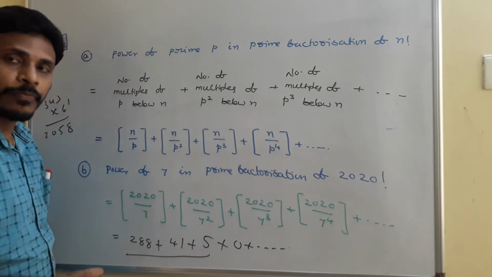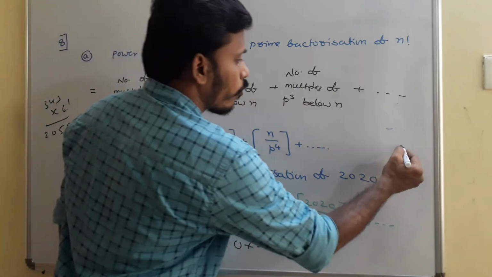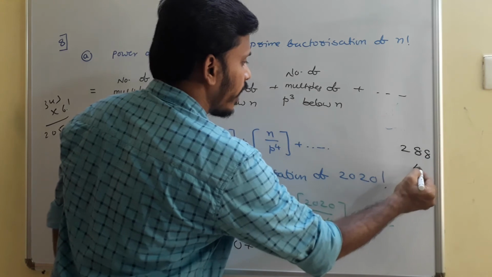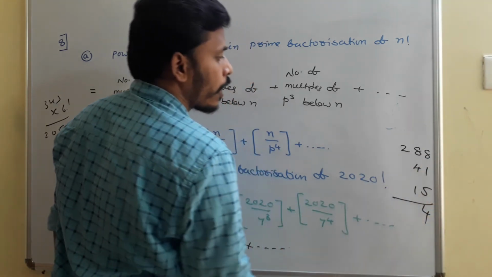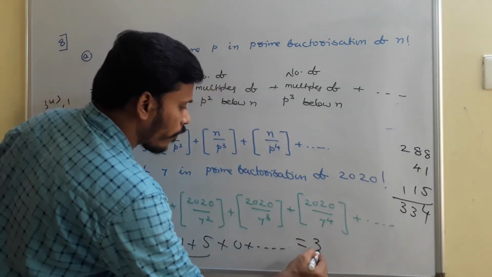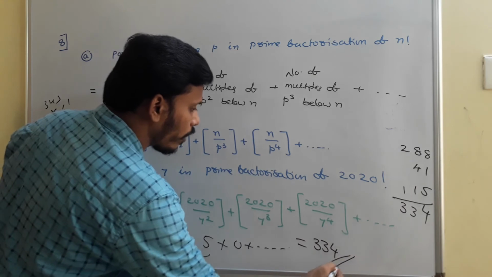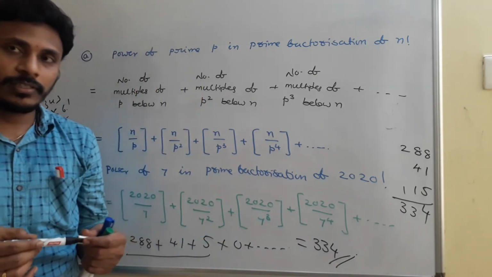If you add, what is your answer? 288 plus 41 plus 5. If you add, this is 14, then 13, and then 3. So the power of 7 in 2020 factorial is 334.